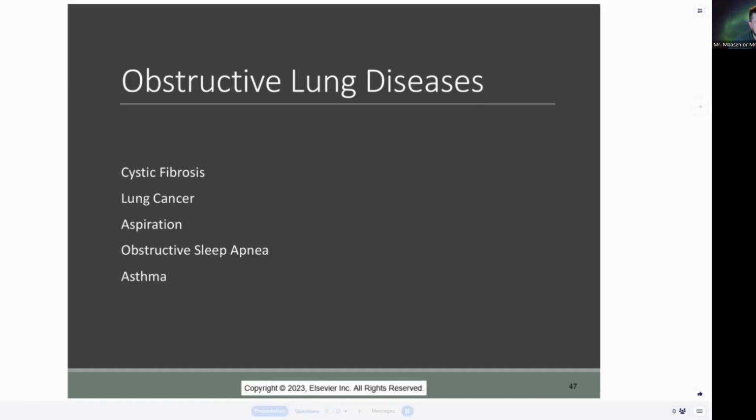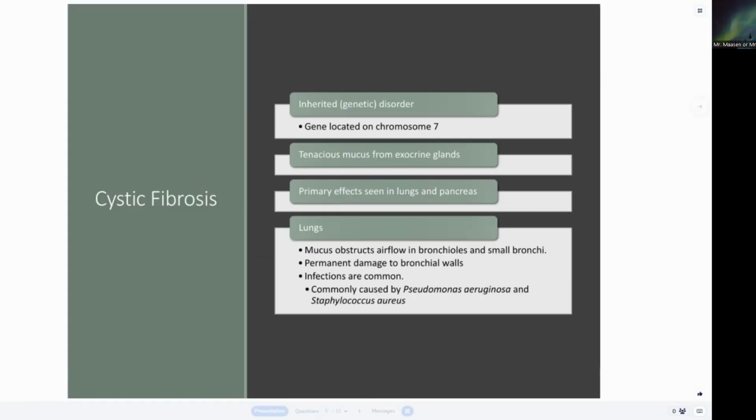It's a long one. Obstructive lung diseases. So lung diseases that basically obstruct airflow and breathing. So those were the highlights for infectious lung diseases. Now we're talking about obstructive ones. Examples: cystic fibrosis, lung cancer. Aspiration fits in there, and it'll likely cause a pneumonia, but aspiration is technically obstructive. Sleep apnea, asthma. So what is cystic fibrosis?